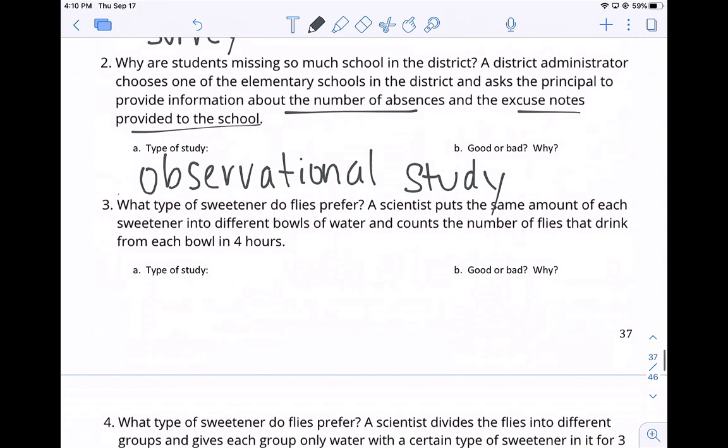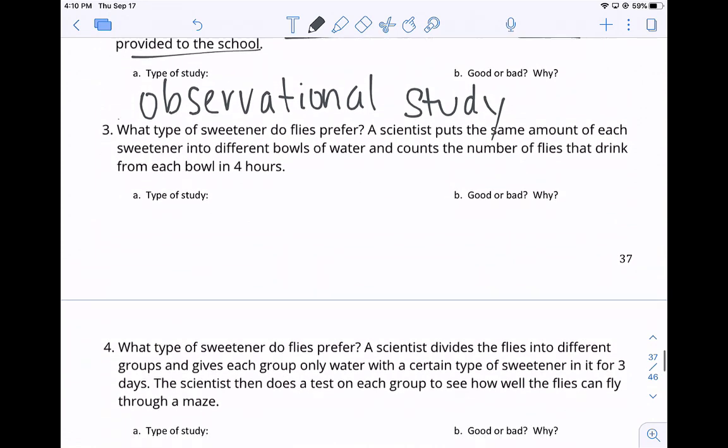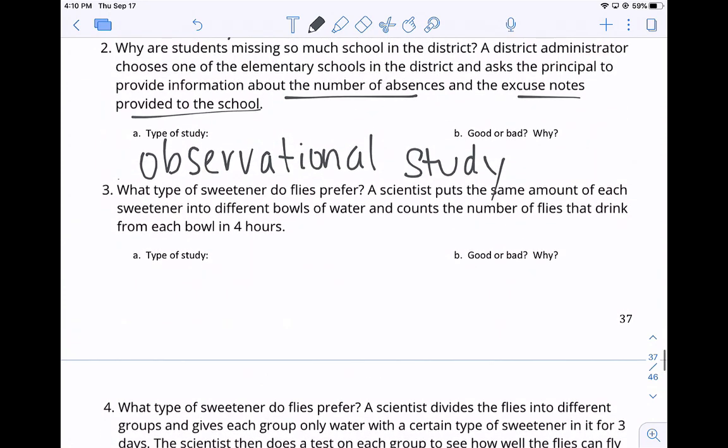All right, let's take a look at number 3. And 3 and 4 are related to each other. 3, what type of sweetener do flies prefer? A scientist puts the same amount of each sweetener into different bowls of water and counts the number of flies that drink from the bowl in 4 hours.